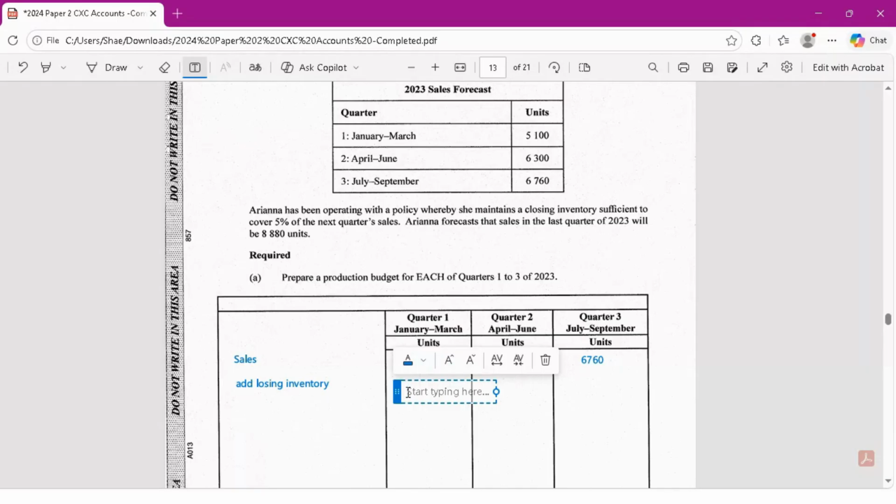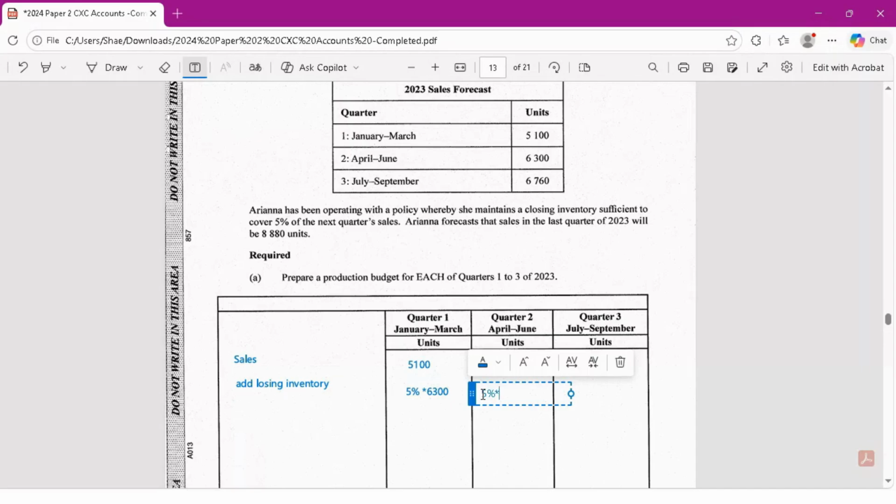So in the notes, they usually give you the closing inventory. It says that the closing inventory is maintained at 5% of the next quarter's sales. So in January to March, the next quarter would have been April to June. So we have to find 5% of April to June's total. In April to June, the next quarter would have been July to September. So we find 5% of that total.